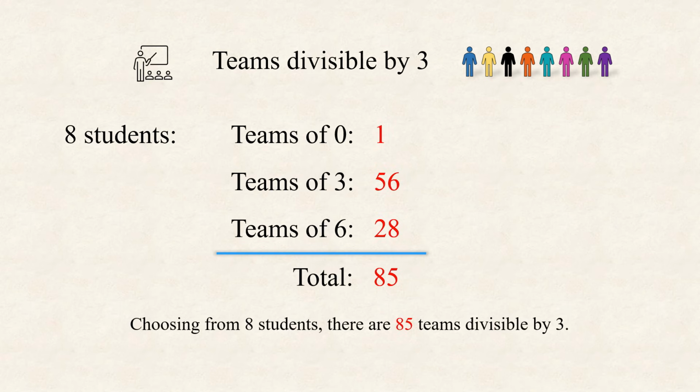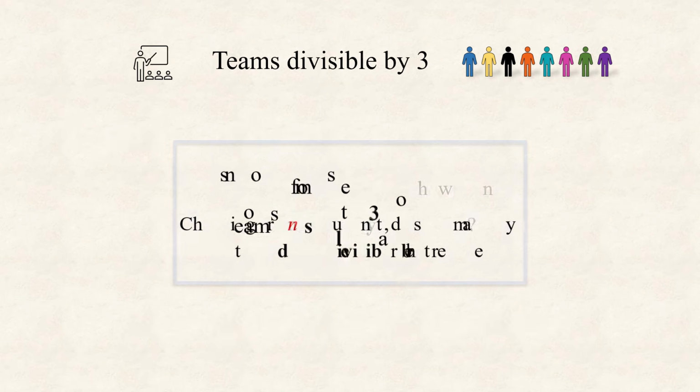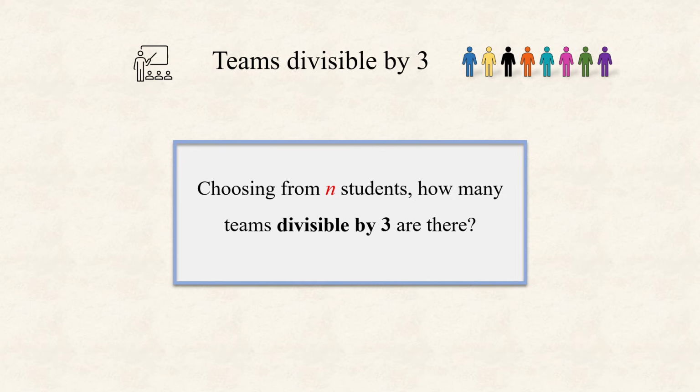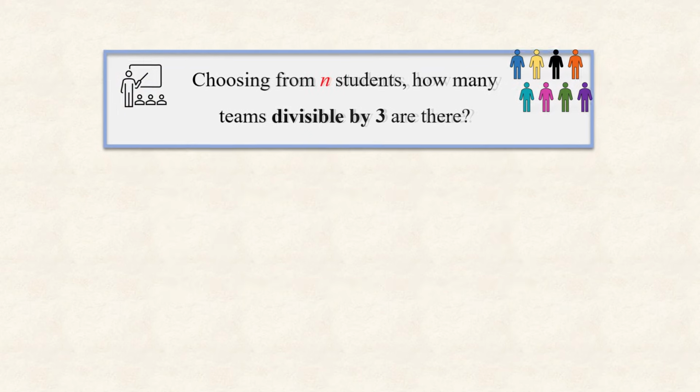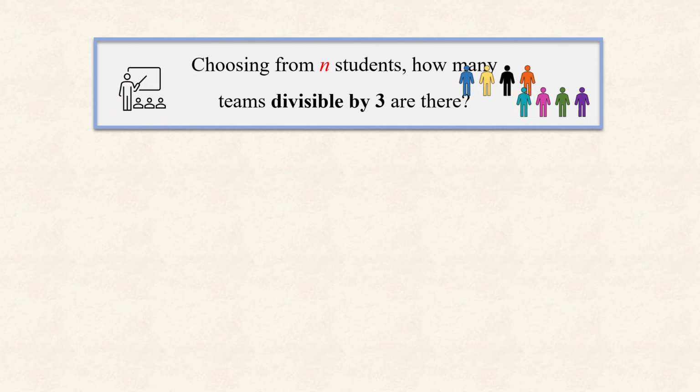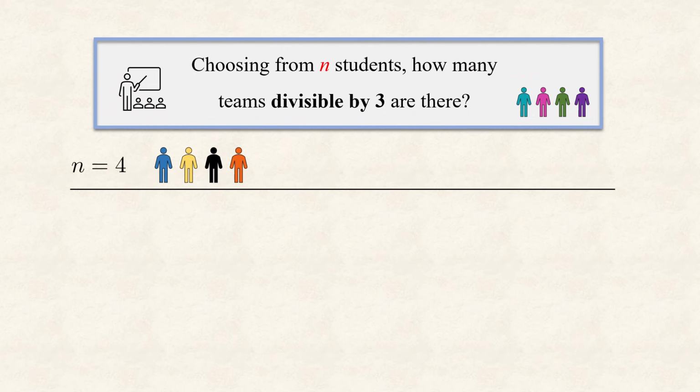Since you are completely overwhelmed from so many choices, you procrastinate and wonder about the general case. If I had n students to choose from, then how many teams divisible by 3 could I form? That's it. That's the entire problem, and I think you would agree that so far nothing hints at complex numbers. So let's get a feel for the problem by considering the small cases.